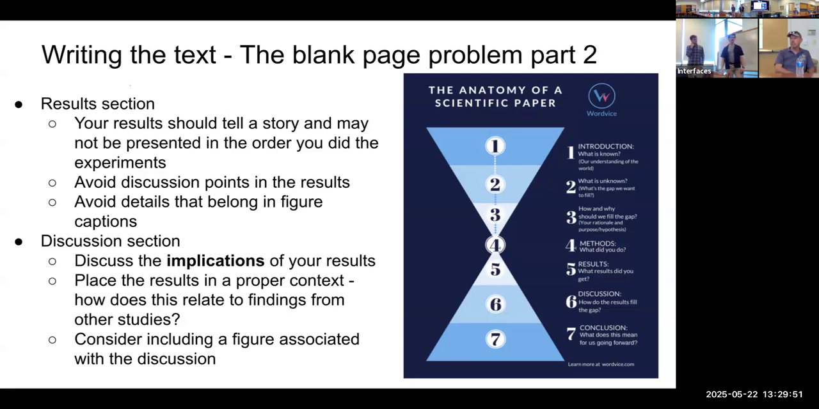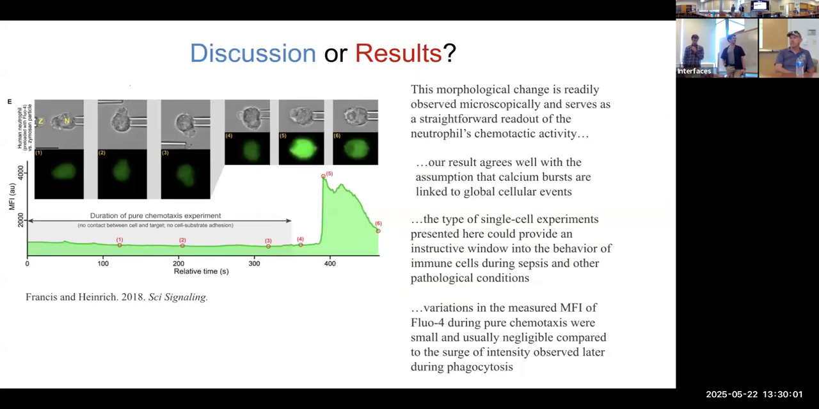And then in some papers, there's a figure associated with the discussion to bring home the story. But that depends on the journal and what you're trying to say. So this is a fun little exercise we decided to do, with passages from one of Emmett's papers. Are these passages discussion or results? And I think you can read them from the back.